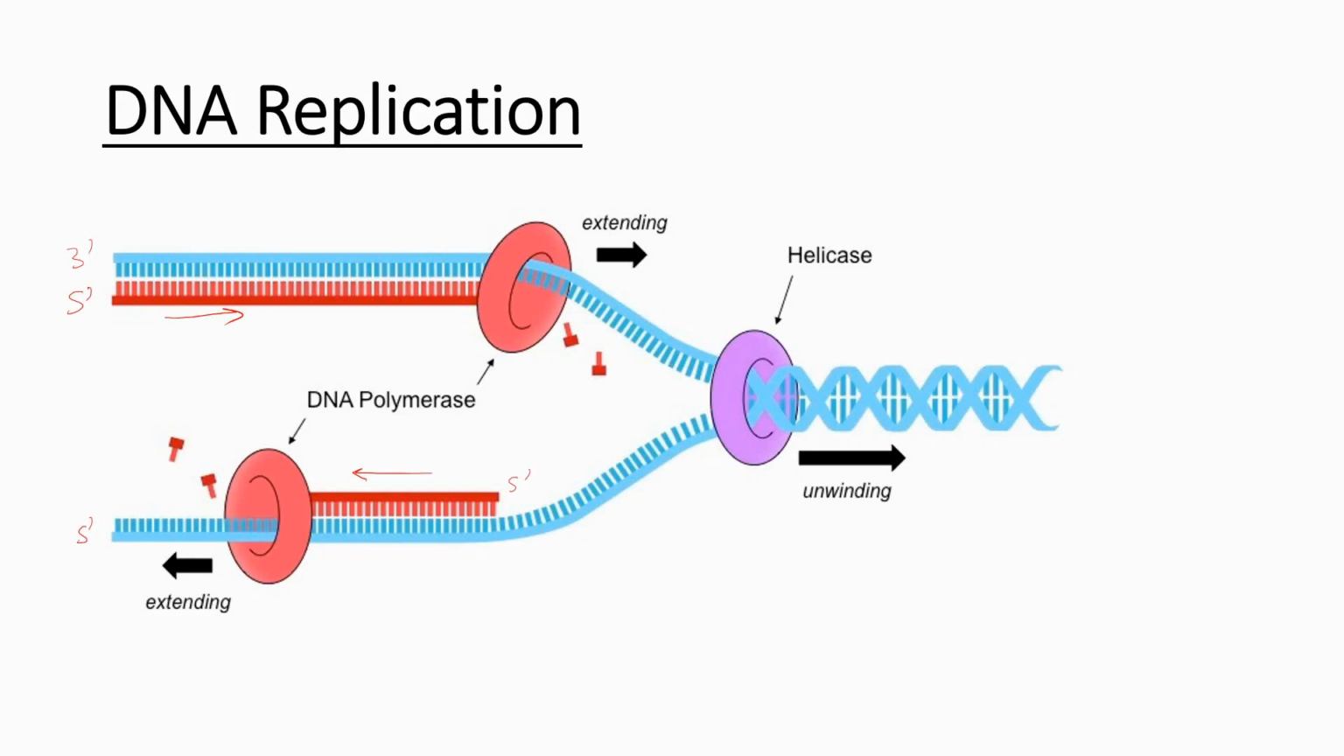Okay, so let's have a look at what happens. Number 1, DNA helicase binds DNA. Number 2, DNA helicase unwinds DNA by breaking hydrogen bonds between complementary base pairs.